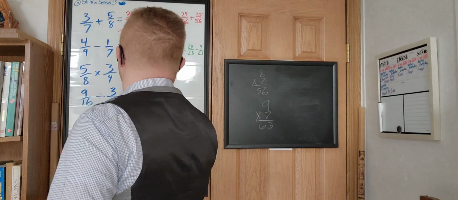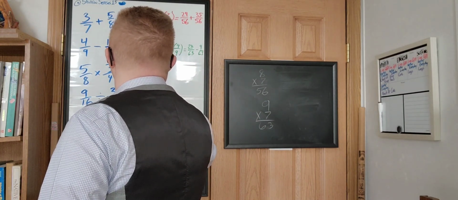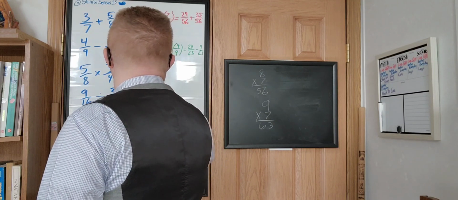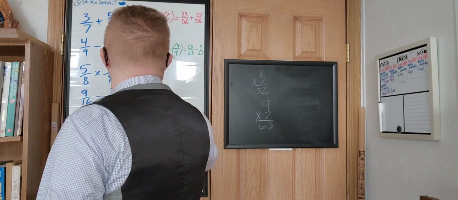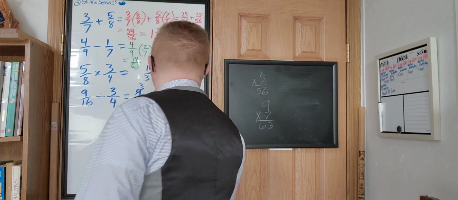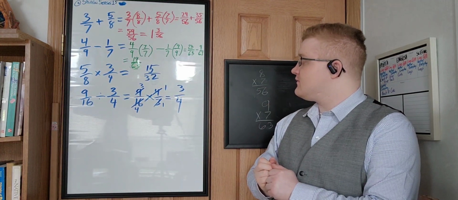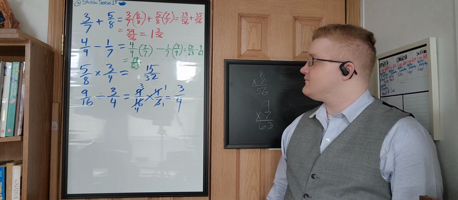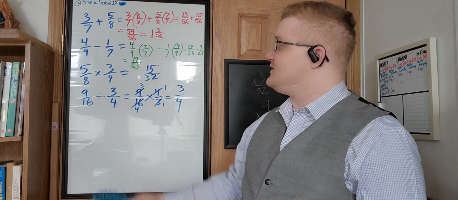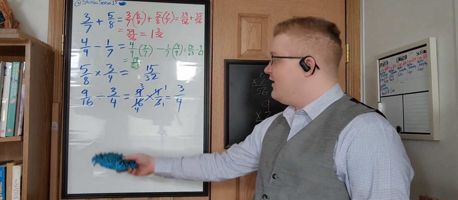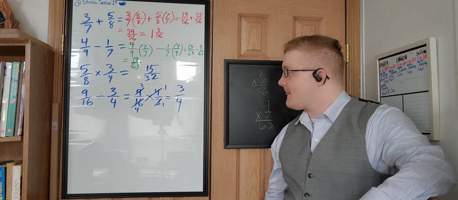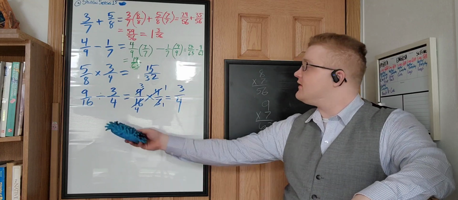And 9/16 divided by 3/4 would be 9/16 times 4/3, which is 3/4. Isn't that fun? Yeah, it's kind of confusing how that works, isn't it? Dividing 3/4 into 9/16 and getting 3/4 as the answer is kind of interesting, isn't it? But yeah, there you go.